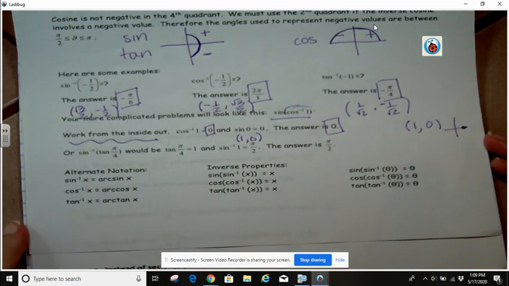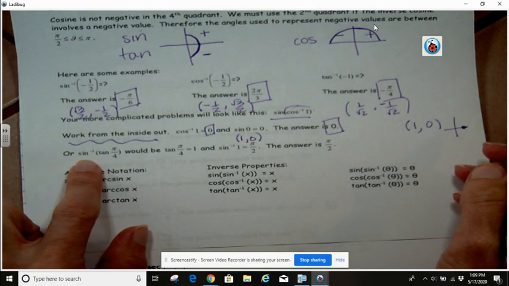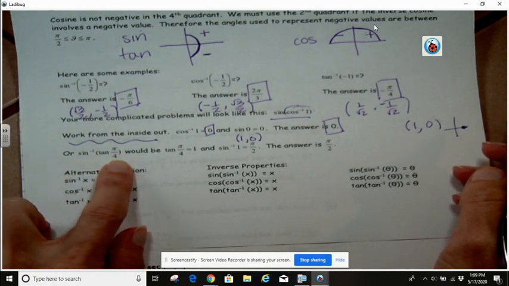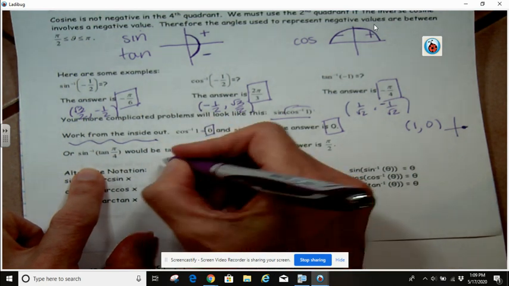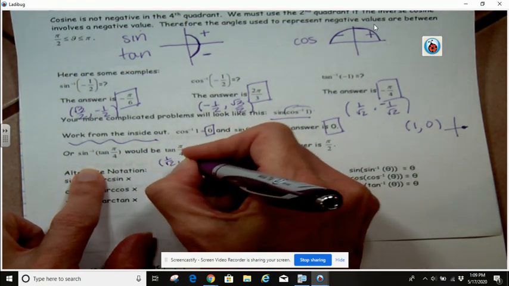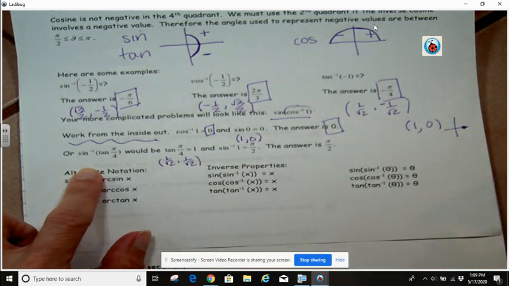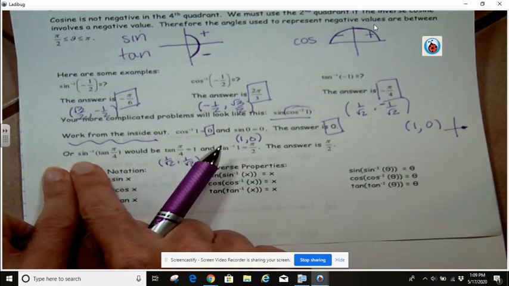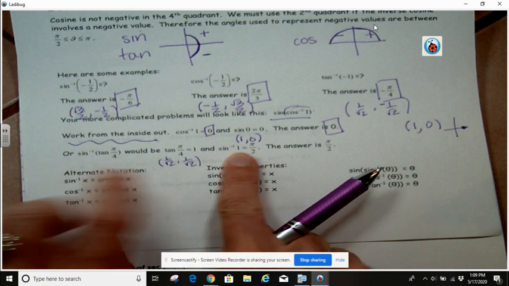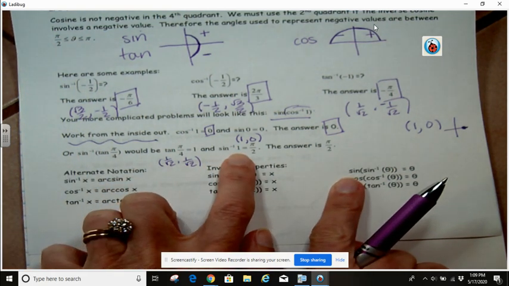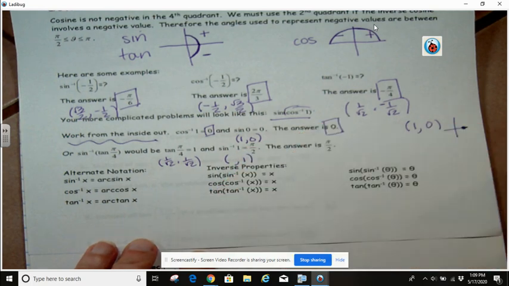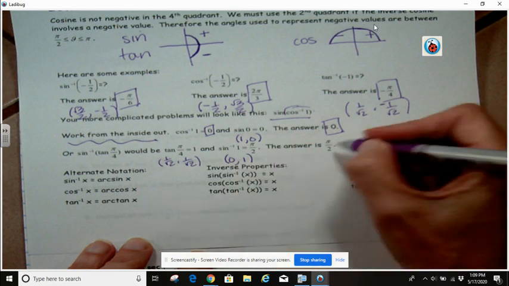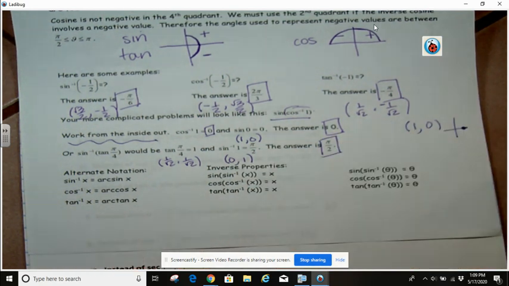All right, let's try another one. So for this one, the inverse sine of the tangent of pi over 4. So we'd start with the inside part, which would be tangent of pi over 4. And the tangent of pi over 4 would be 1. So now we just need the inverse sine of 1 right here. So what is the angle that has a sine value of 1? Again, sine is the y-coordinate. The x-coordinate would have to be 0. The angle that gives us that ordered pair is pi over 2.